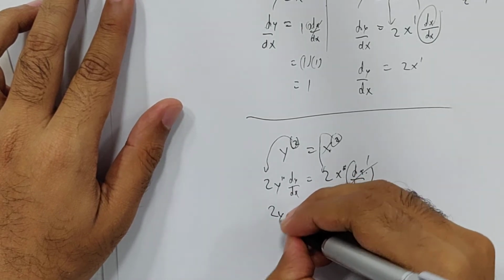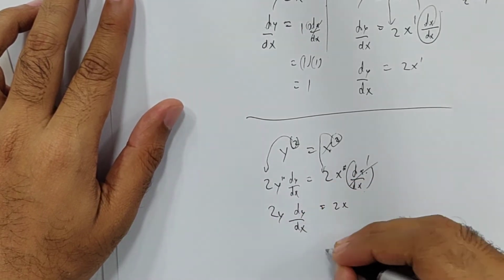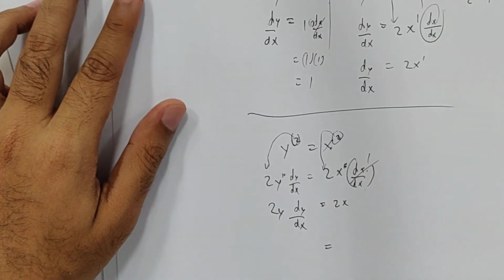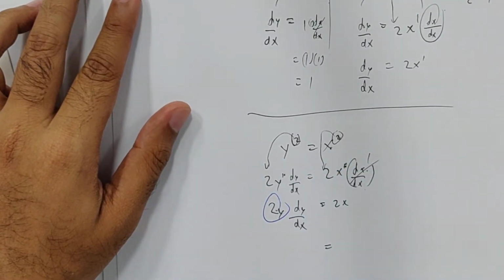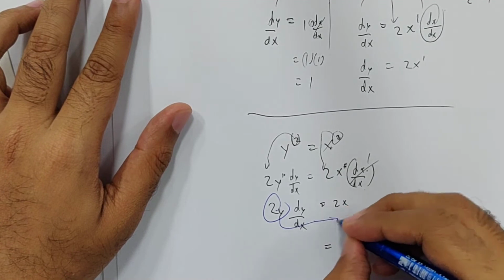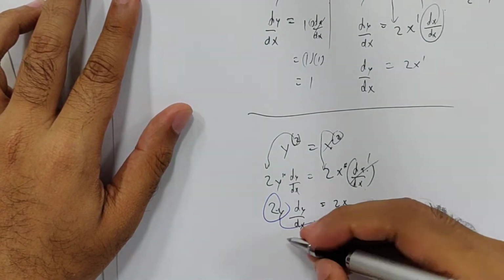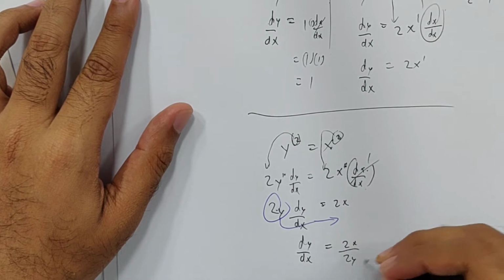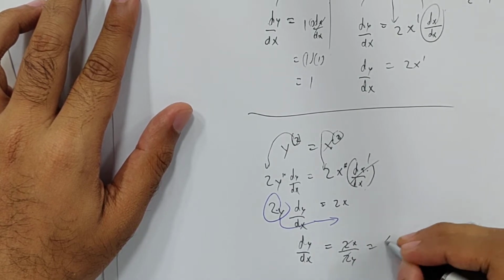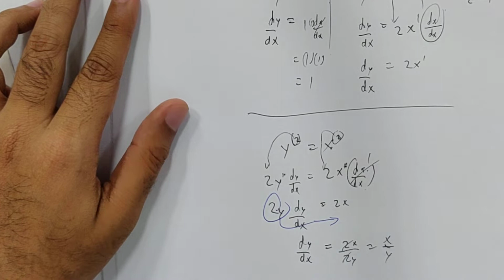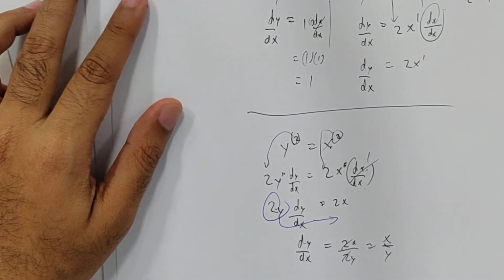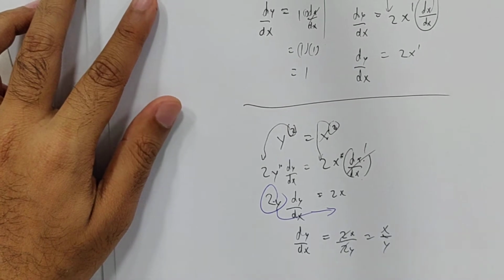Okay, so we got here 2y dy/dx. And I just want dy/dx. What should I do with this thing? Transfer to this side. dy/dx equals 2x over 2y, so 2x over 2y. Need more practice.